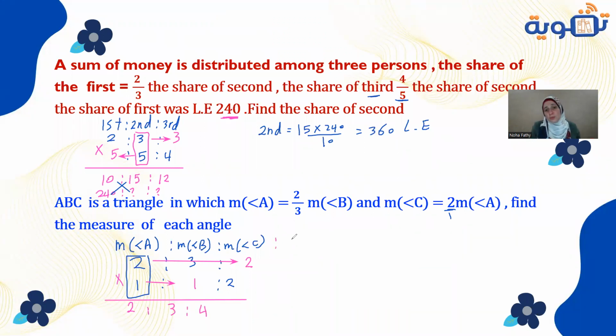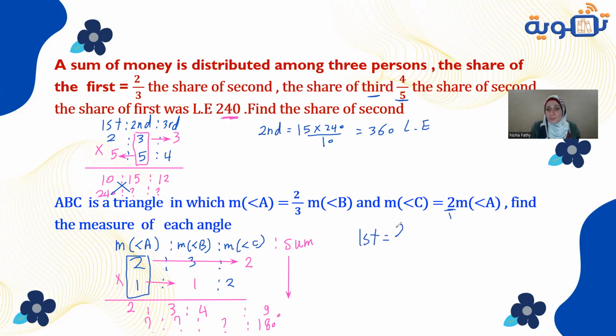I want the measure of each angle, so I write sum. What is the sum? I will add the ratios together, the 3 ratios equal 9. And under 9, I will put 180 degrees. Why? Because these are 3 angles in a triangle, and the sum of 3 angles in a triangle equals 180.